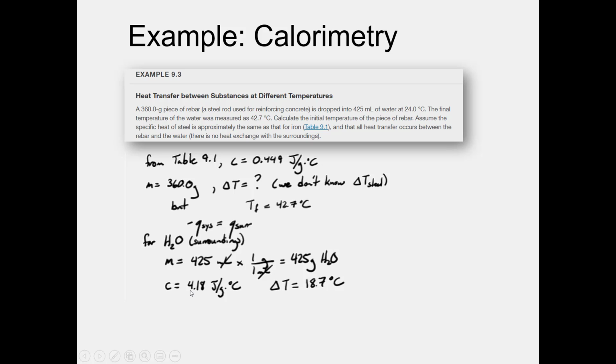We know that the specific heat of water is 4.18 joules per gram degree Celsius to 3 sig figs. That's again in table 9.1. And the temperature change for the water is equal to 42.7 degrees Celsius minus 24.0 degrees Celsius, final temperature minus initial temperature, giving us a temperature change of 18.7 degrees Celsius for the water.